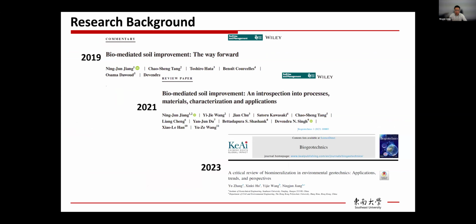For my group, we published three papers from 2019 to 2022, talking about the state of the art and, in particular, the application of biomineralization in environmental geotechnics. So if you are interested in this content, please feel free to check these papers.